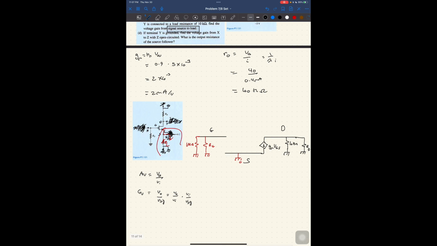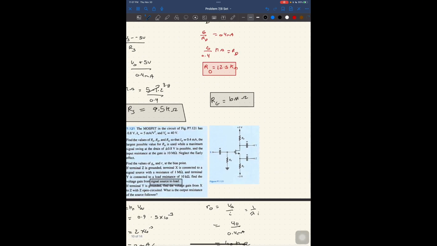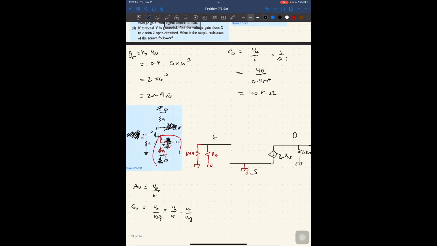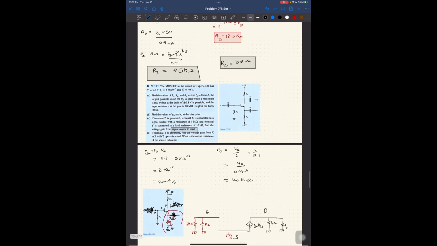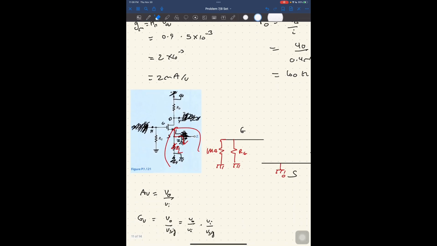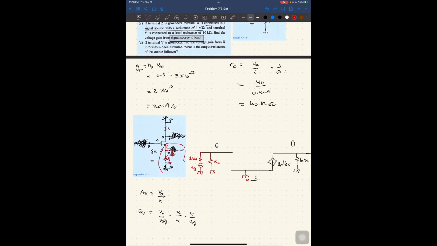Right? But there's no Vsig here. So I think I can just get away with writing AV, and that would still be correct. Should be correct. What does it say? It's connected to a signal source with a resistance of 1 mega ohm. So there is Vsig, right? Whenever it says Vsig, there should be Vsig. So this was wrong, actually. Vsig, and 1 mega ohm. Okay.